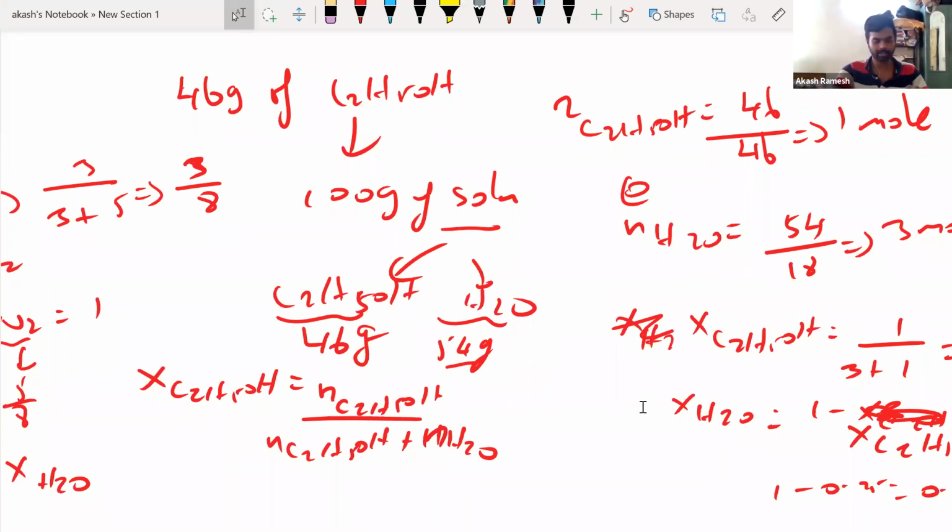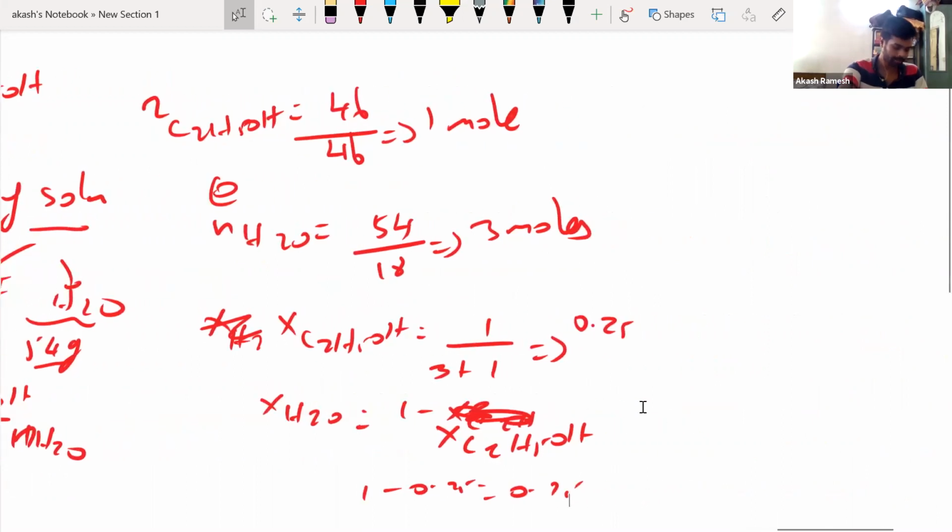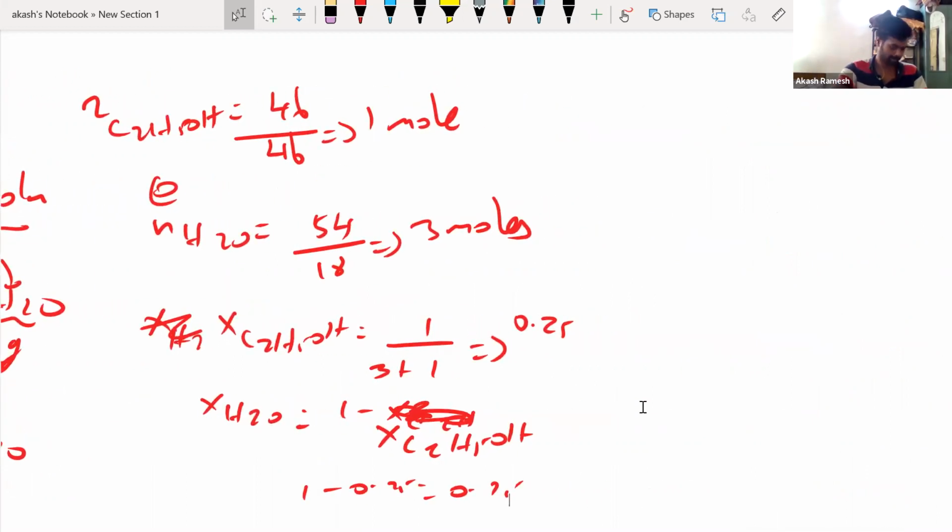A mixture contains 9.2 grams of ethanol and 18 grams of water. Find the mole fraction of ethanol. Again, it's direct formula substitution, right? Find the mole fraction of ethanol. 9.2 by 27.2.